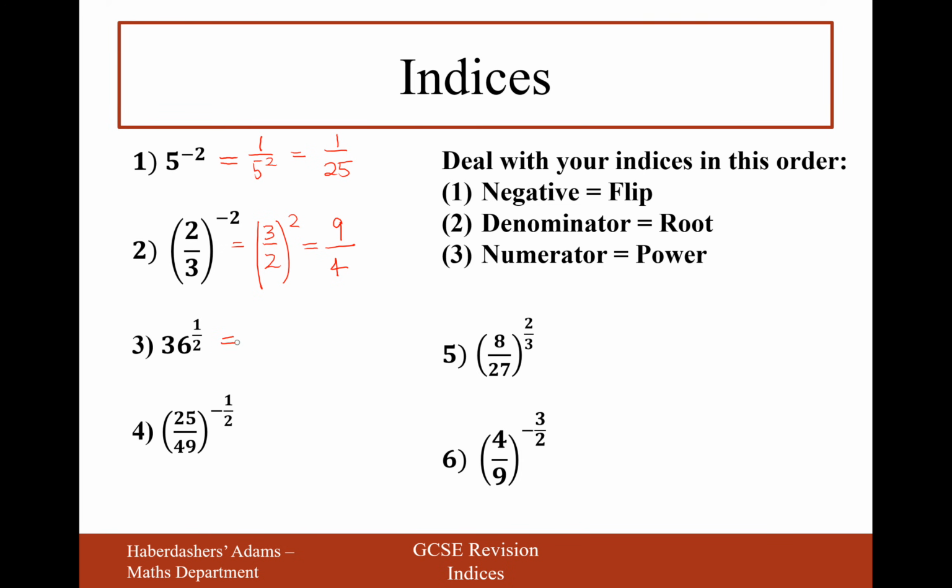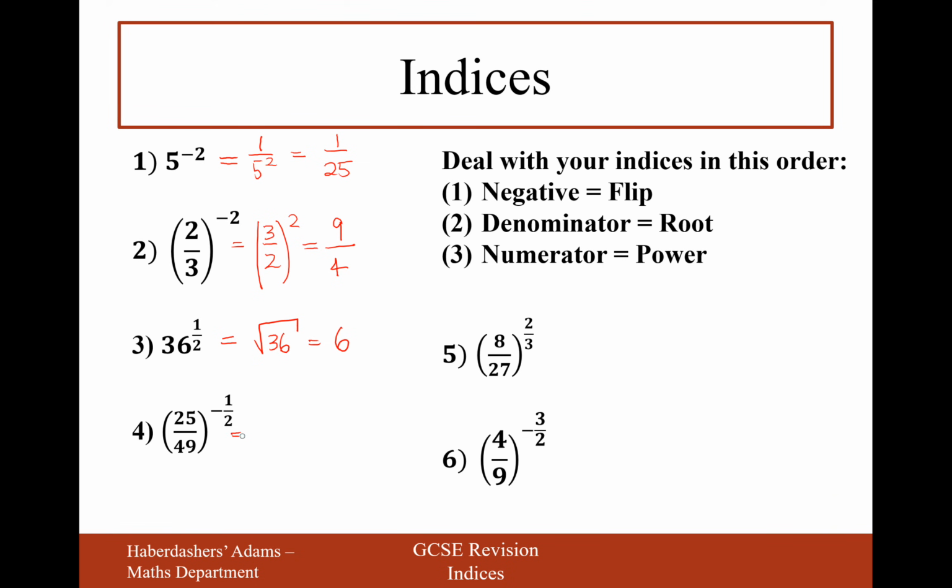In the next one, there's no negative, so I'm going to skip step 1. I'm now going to do step 2, which is the square root of 36. And the square root is going to be 6. And there's a 1 on the numerator here, so that's to the power of 1, but anything to the power of 1 is just itself.